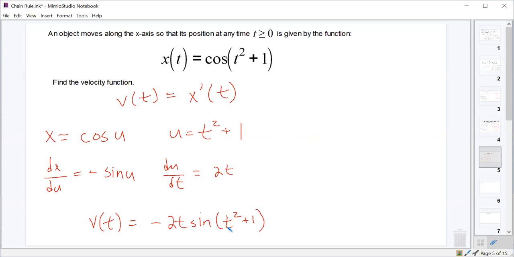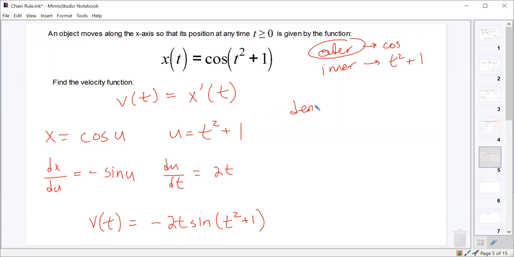So we'll hopefully note that for these simple chain rule ones, the outer function is, in this case, cosine, and the inner function is t squared plus 1. And so it's the derivative of the outer function, negative sine, evaluated at the inner function, so negative sine of t squared plus 1, times the derivative of t squared plus 1, which is the 2t.